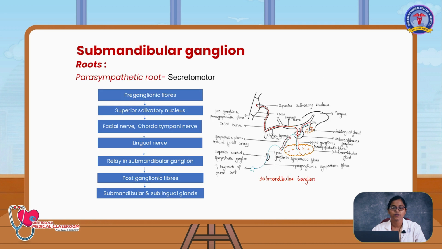Next are the roots of the submandibular ganglion. First is the parasympathetic root. It is secretomotor in function. The preganglionic fibers emerging from the superior salivatory nucleus subsequently pass through the facial nerve, chorda tympani nerve, lingual nerve and relay in the submandibular ganglion. From the ganglion, the postganglionic fibers arise and supply the submandibular and the sublingual salivary gland.